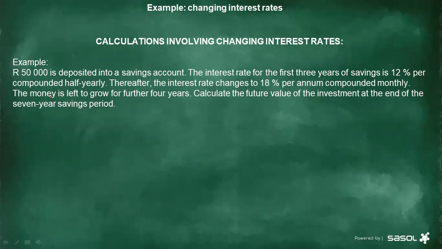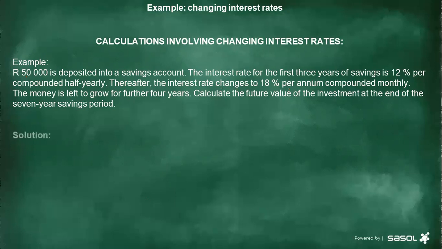From this example, it says 50,000 is deposited into a savings account. The interest rate for the first 3 years of savings is 12% per annum compounded half yearly. Thereafter, the interest rate changes to 18% per annum compounded monthly. The money is left to grow for a further 4 years. Calculate the future value of the investment at the end of the 7 years savings period.